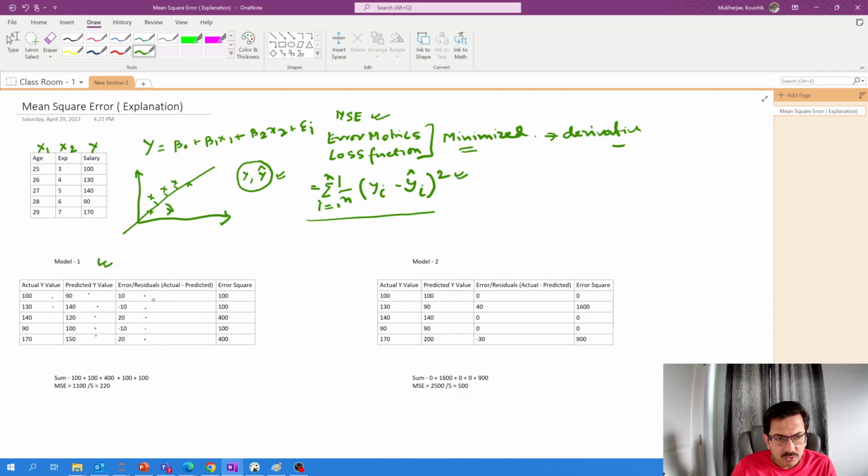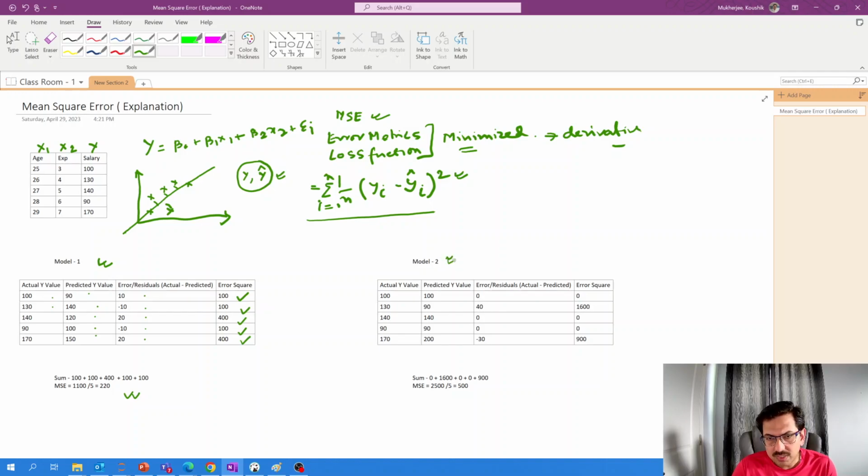When you do the square, first of all, you are eliminating these negative signs. That's advantage one. And then you calculate the mean square error. When I square it, I ignore the negative values, because an error is an error. Whether it is a positive or negative error doesn't matter. I'm just considering the error value.